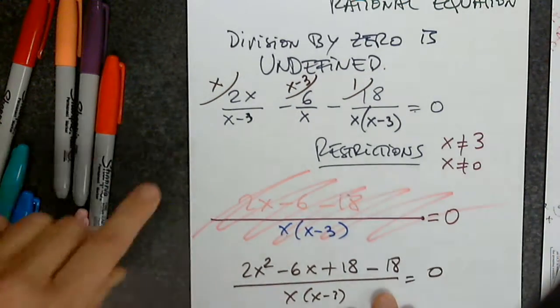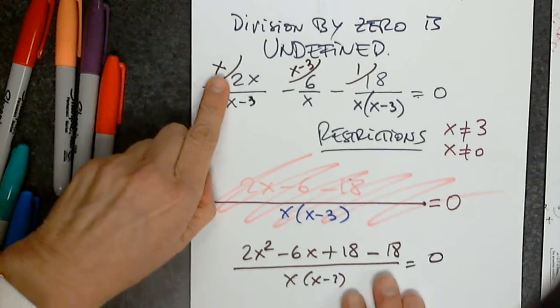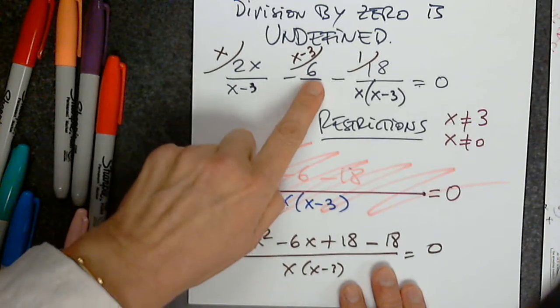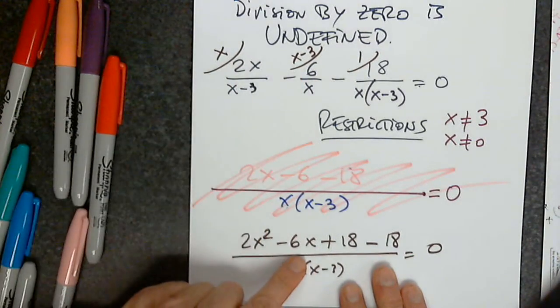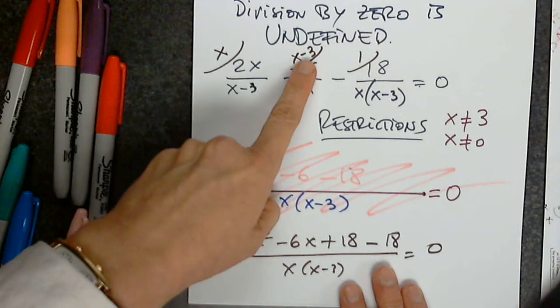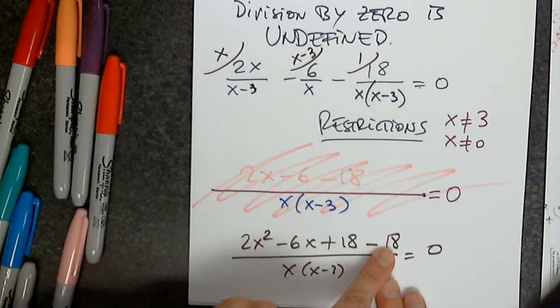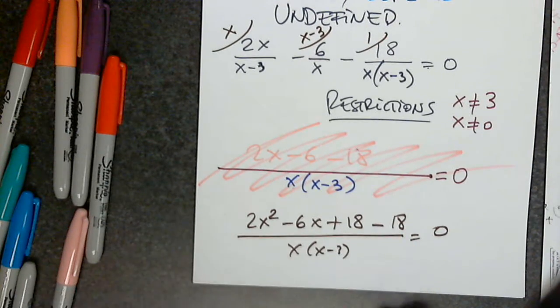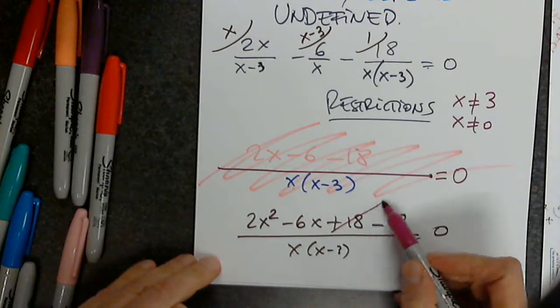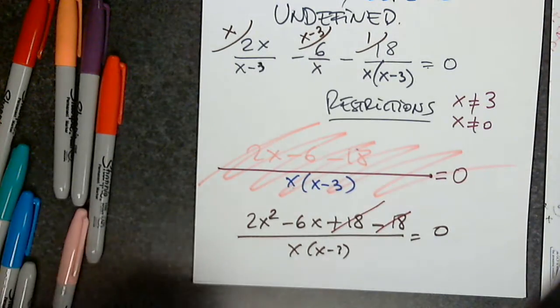Let's look at this one more time. 2x times x is 2x squared. Negative 6 distributed to x. Negative 6 distributed to negative 3. And negative 1 times 18 is negative 18. Sorry. 2x squared minus 6x divided by x times x minus 3. Right, because we will combine like terms. That's our next step.